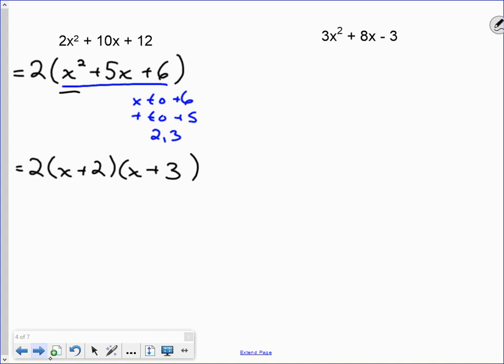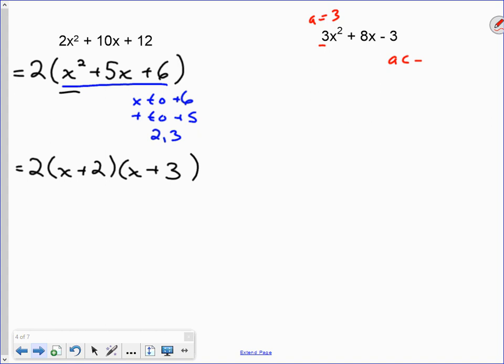Our next example here, 3x squared plus 8x minus 3. First thing we're going to check, is there a common factor? And no, there's not a common factor. So there's nothing to do here except try to factor this trinomial. Now, this is a trinomial with an a value, which is 3. So because a is not equal to 1, we're going to have to use the AC method.